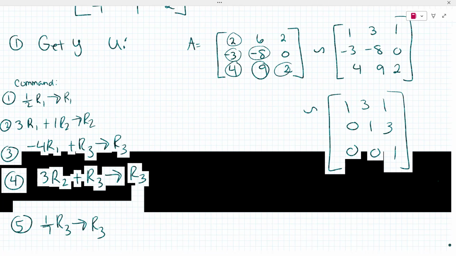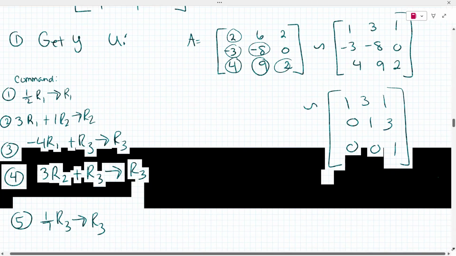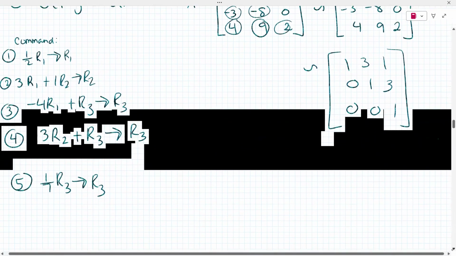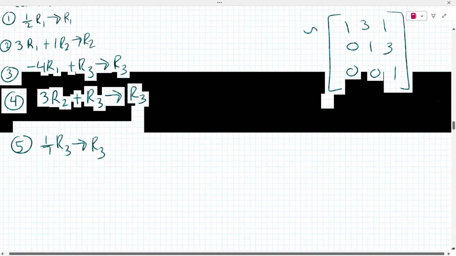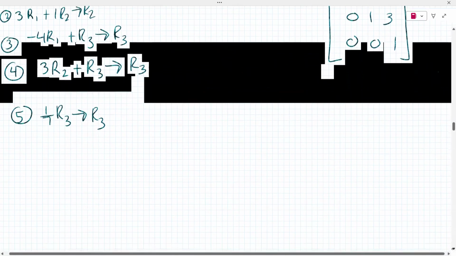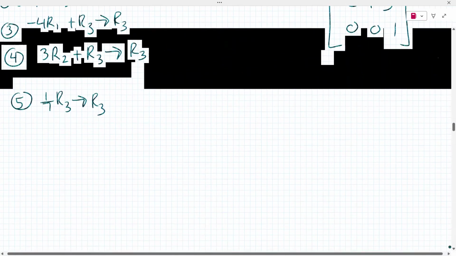Okay, see how these are all diagonals and the rest lower triangle is zeros? Good. That is your U. So your U is this.